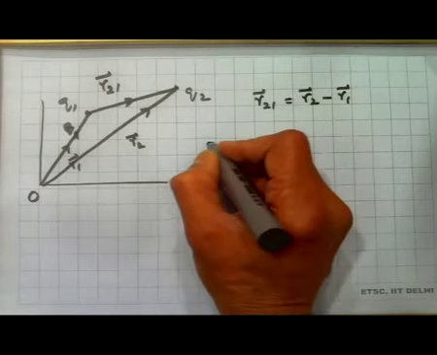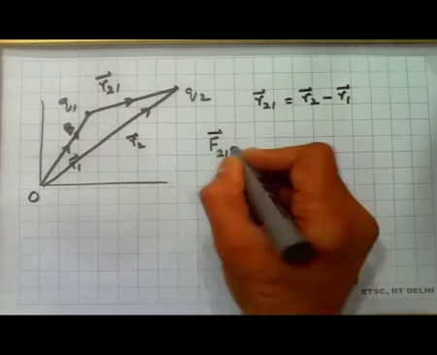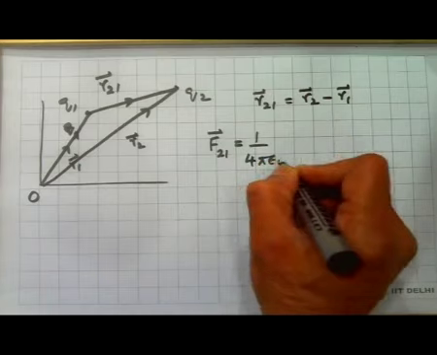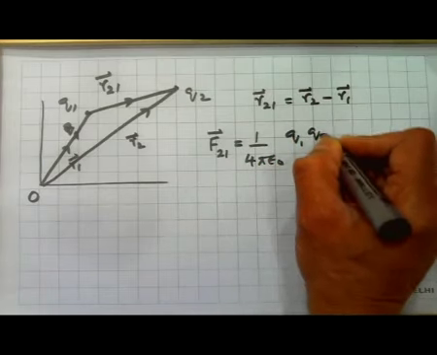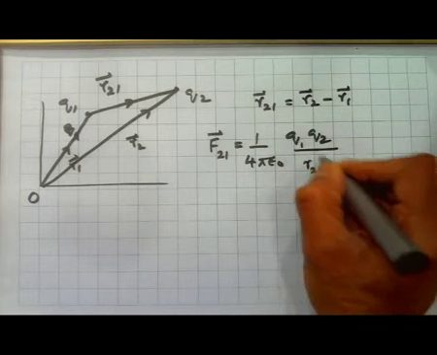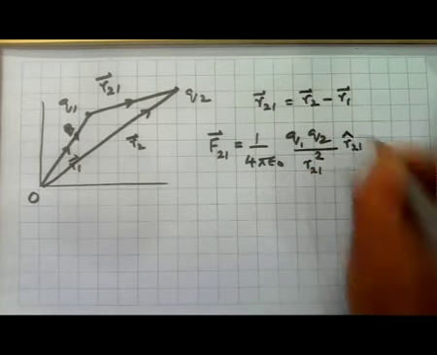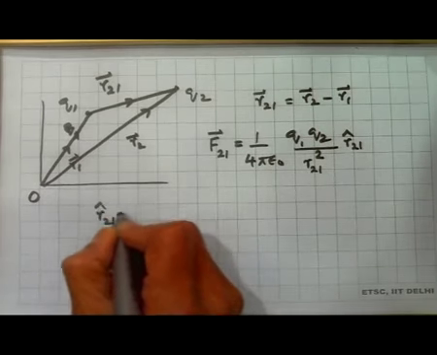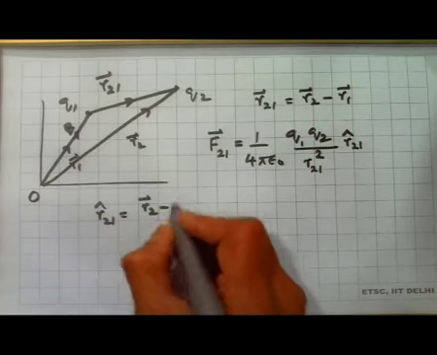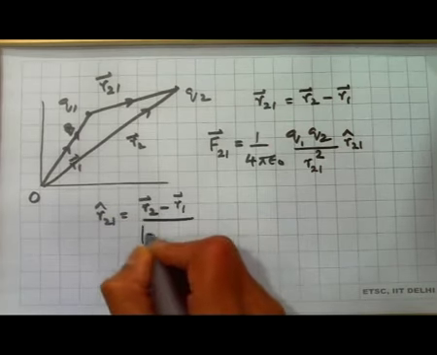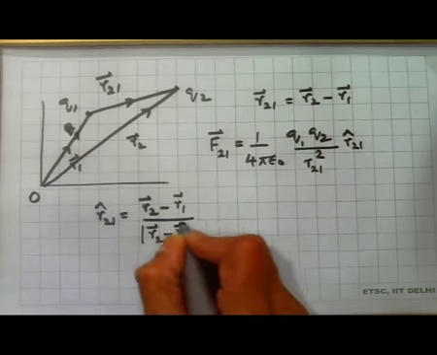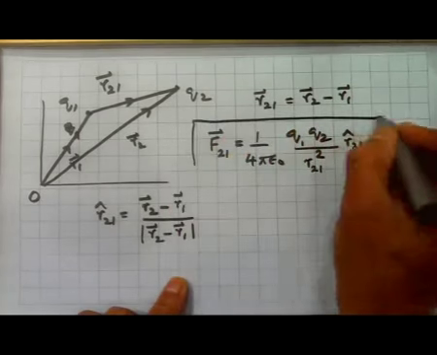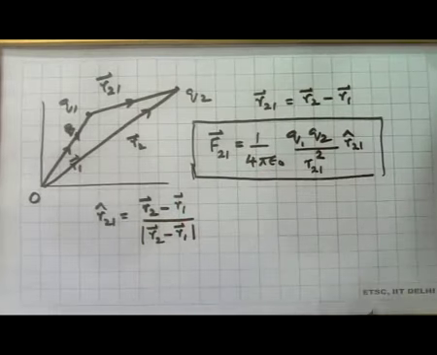So, I will define the force on the charge q2 because of the charge q1 as F21 is equal to 1 by 4 pi epsilon 0 q1 q2 by r21 square into r21 unit vector. Here, r21 unit vector is r2 minus r1 divided by the magnitude of r2 minus r1. So, this is the force acting on charge q2 because of charge q1.